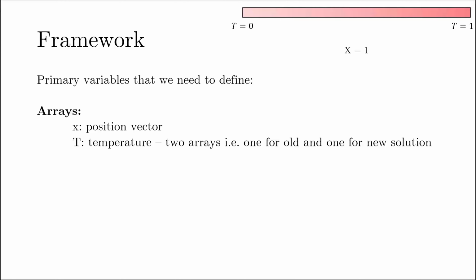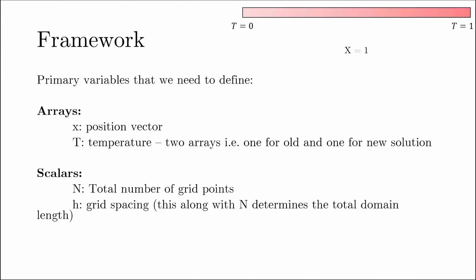And in a similar way, there would be certain scalars that we would need to define. For example, we might need to define the total number of grid points that we want to divide the domain into. So that would go as n, usually represented by n. Then we can have the grid spacing. So again, if you know the total domain length and if you know the total number of grid points, in this way you can define the grid spacing or you can define the domain length. So accordingly, you can define any of the two variables because there is a relationship between the three variables.